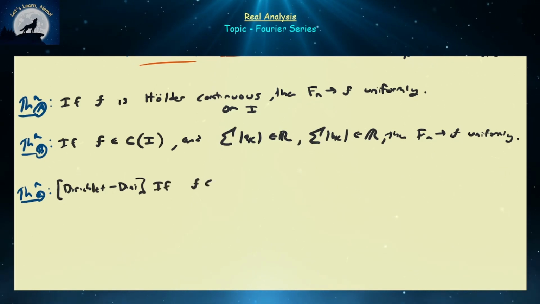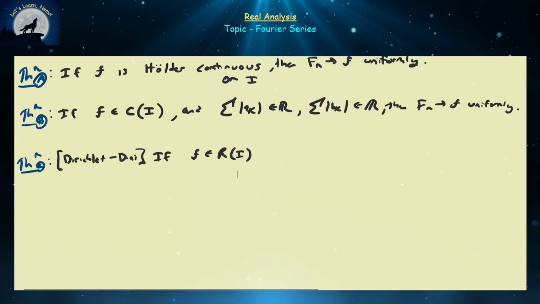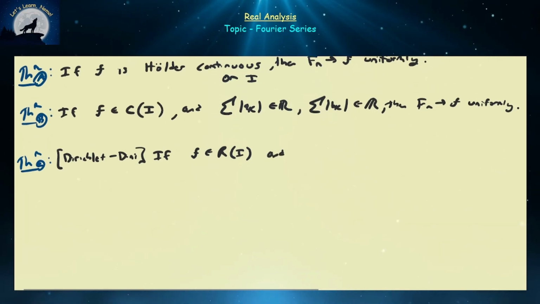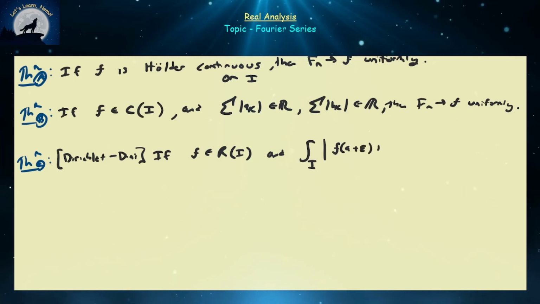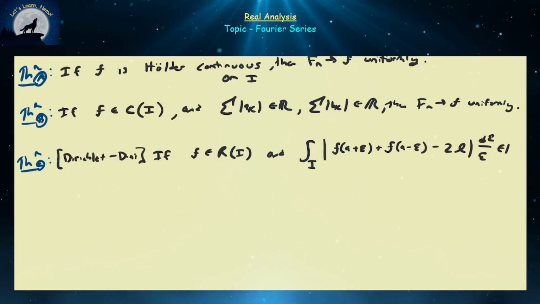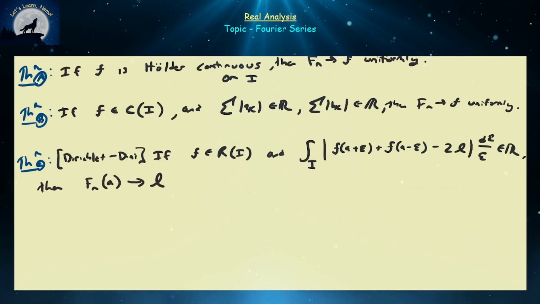So let's assume that f is Riemann integrable on I, right? So it's a little bit weaker than continuity, because if it's continuous, it's Riemann integrable, but not the other way around. And let's assume that the integral over I of the absolute value of f of a plus epsilon plus f of a minus epsilon minus 2L, d epsilon over epsilon, is a finite definite integral. Then f_n of a will converge to L.